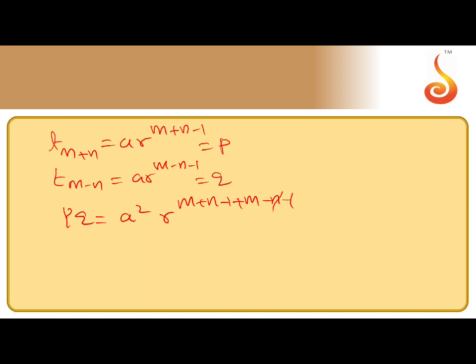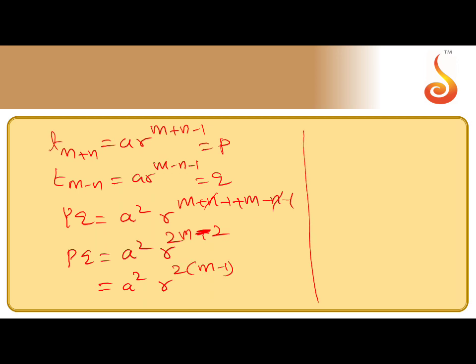So you can simplify, and if anything cancels out, then finally PQ equals A square into R power 2m plus 2m minus 2. So this you can write as A square into R power 2 common, m minus 1. And further you can take PQ equal to A square into R power 2(m minus 1), written as (A R power m minus 1) the whole square using indices.